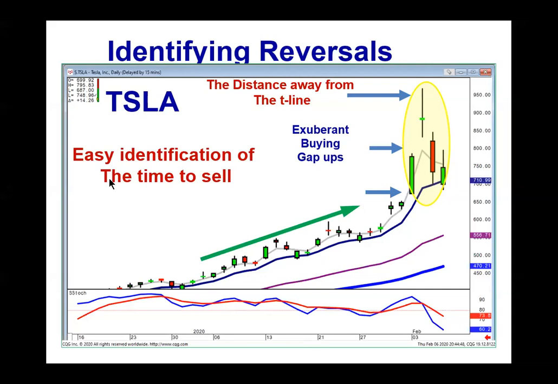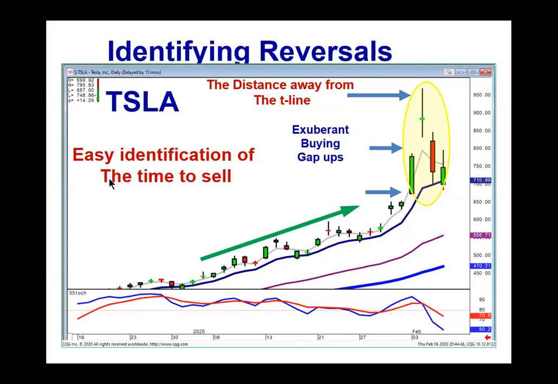So, again, the simple rule from the Japanese rice traders: where do most people buy? They buy exuberantly at the top. Look what happened in Tesla last month. Well, this is human nature. They started gapping it up. Where do most people buy? They buy exuberantly at the top. They gapped it up. They gapped it up again.